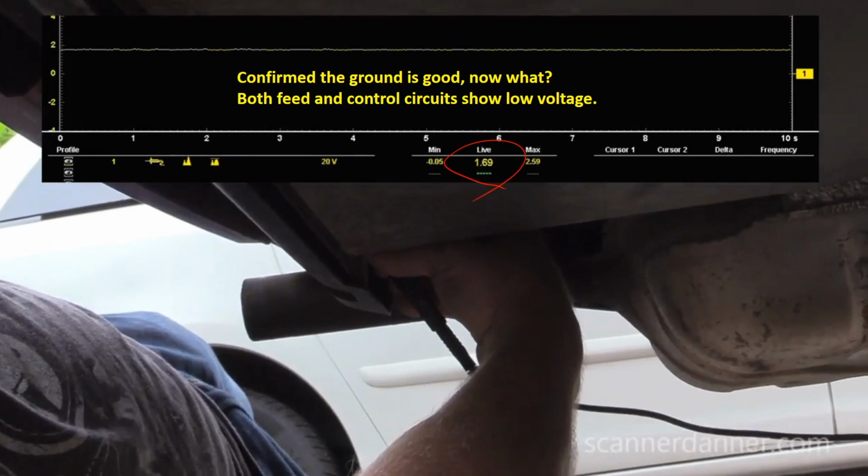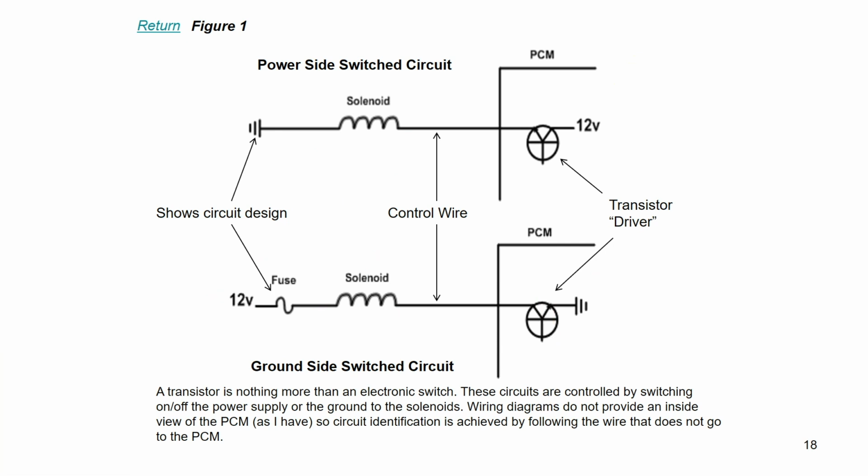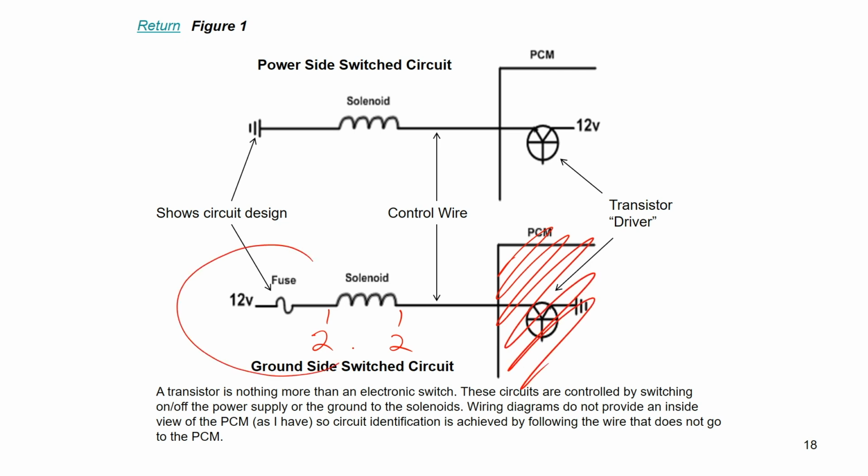Both control and feed circuits show low voltage. So I'm reading, let's go to here. This is the picture you want burned in your mind when you're doing ground side switch circuits. Let's just call this 2 volts here and 2 volts there. Which direction would we go? Towards the computer, maybe the solenoid, the driver, the feed side of the circuit? Yeah, I'm not worried about the driver. Remember, the driver's off right now. We're not really worried about this guy right now. This circuit is off. I'm going this way. Our problem is over here.